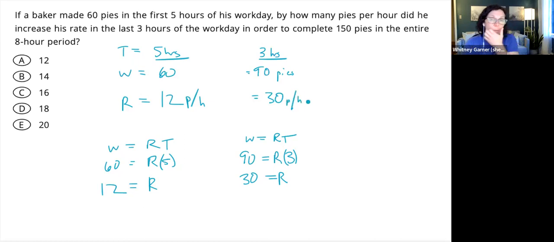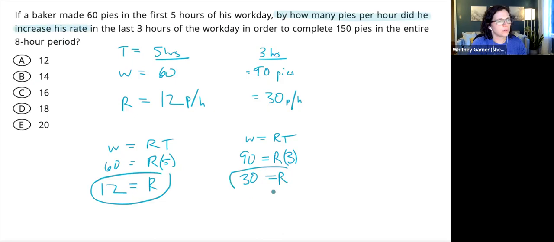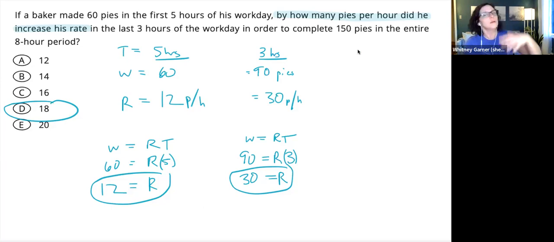The question doesn't ask what his rate was. The question asks, by how many pies per hour did he increase his rate? So we increased from 12 up to 30 for an increase of 18. Beautiful. And watch the answers because it's actually a little strange. I didn't put 30 here, but 30 would be a common wrong answer trap here. Yeah, nicely done. Okay. So we've got this down.